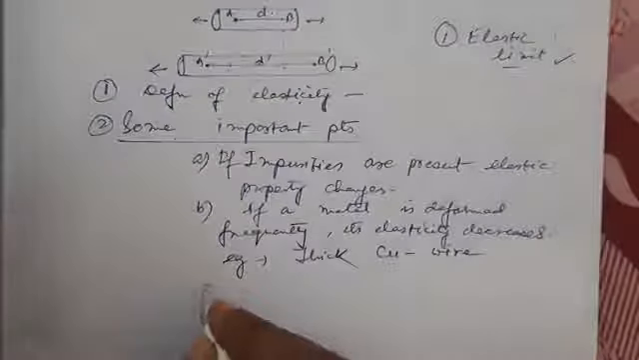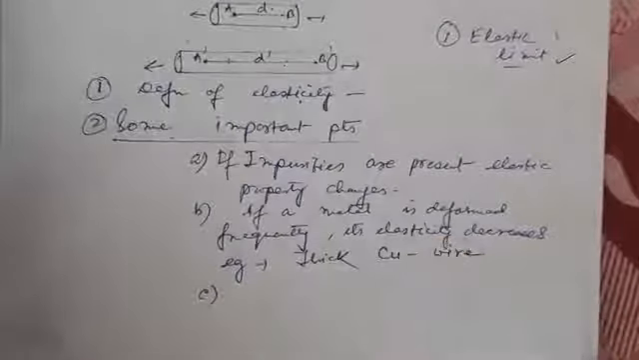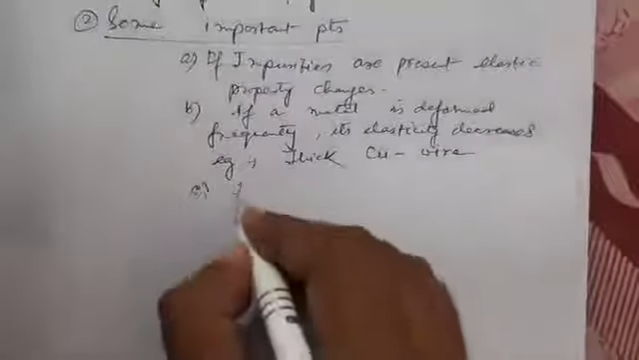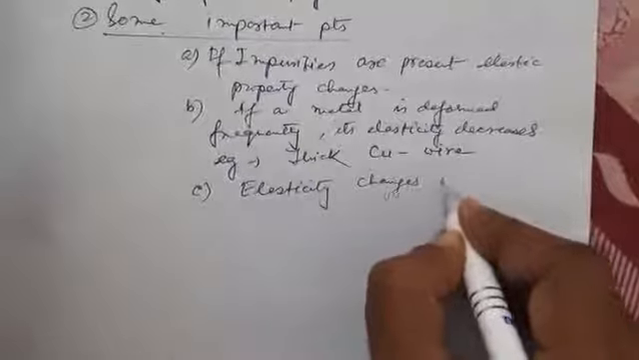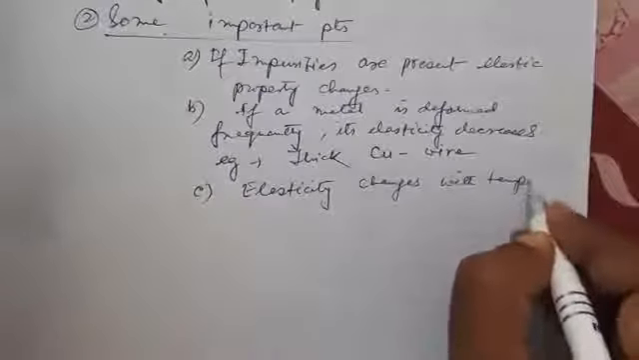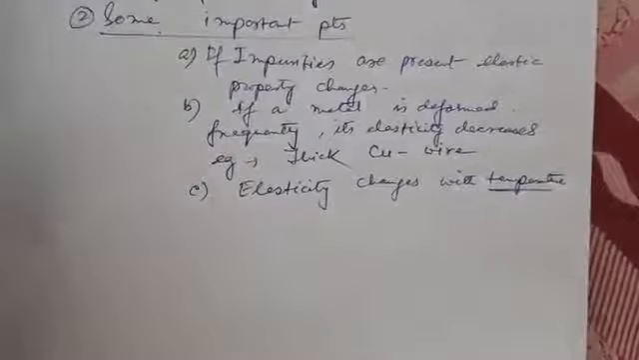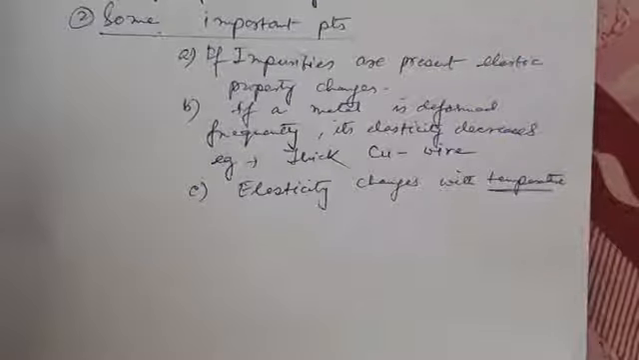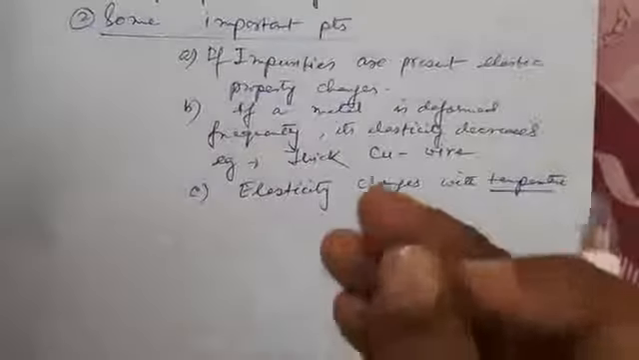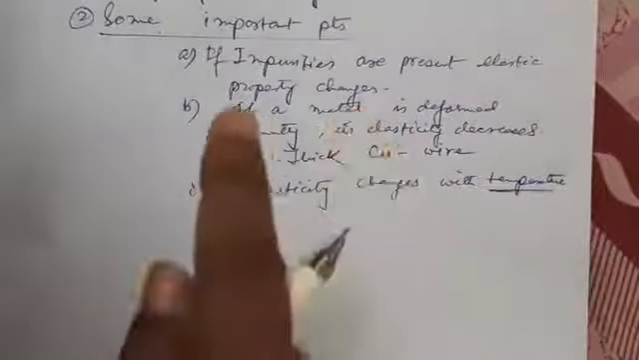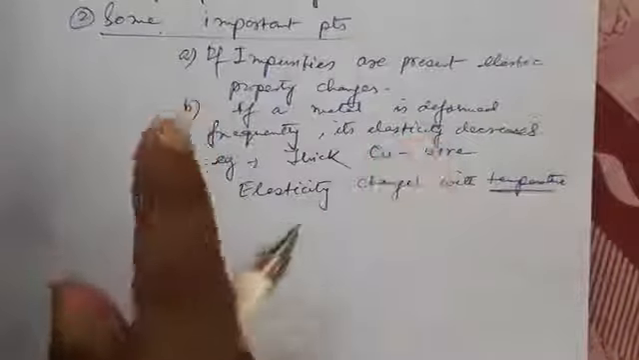Now, the third point, or point number C: the elasticity of a metal changes with temperature. That means here temperature is a vital characteristic to understand elasticity. Now, usually for a metal, elasticity decreases when temperature increases and vice versa.